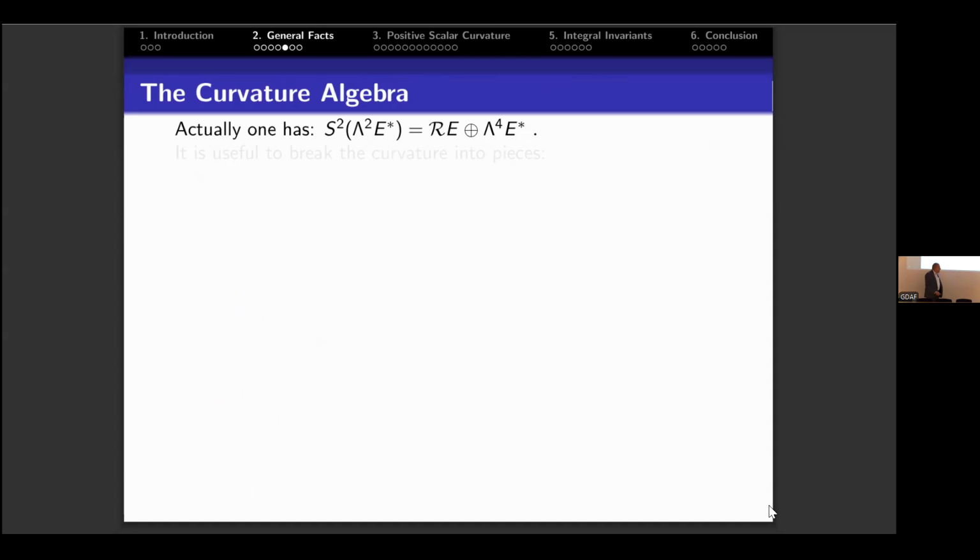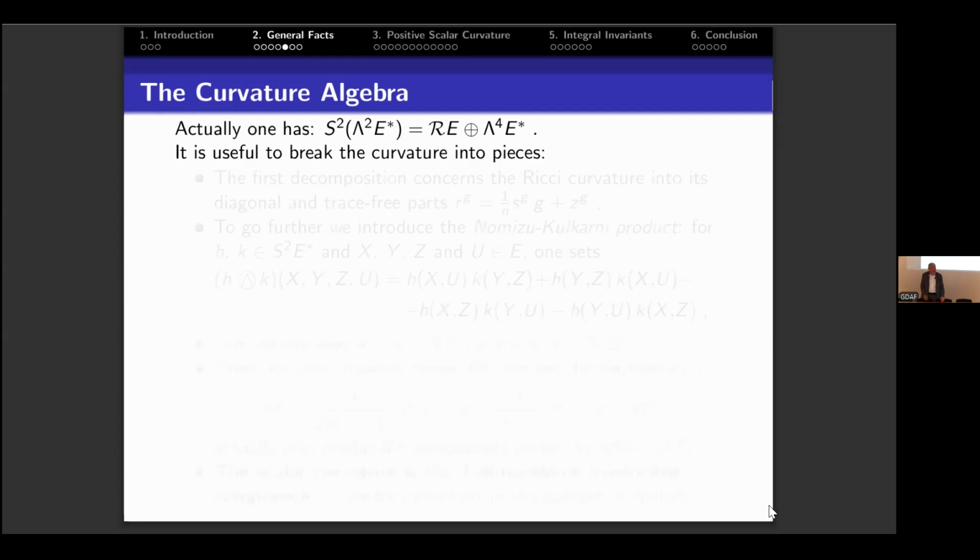Of course, R of E star sits inside S2 of lambda 2 E star. But what's left is not much. It's just the 4-forms on E star. So in a sense, the algebraic curvature tensors are just like the symmetric transformations on exterior 2-forms, and the extra piece that you have is the 4-forms. So it's very interesting from that.